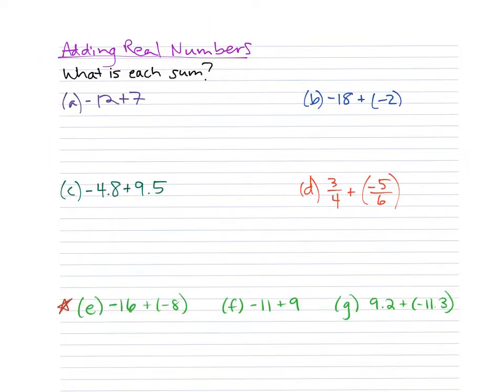Okay, so now we're going to do some more adding and subtracting. If you're at negative 12 and you add 7, you're going to end up at negative 5. You can also do these on the calculator. Just find that negative button. Do negative 12 plus 7.